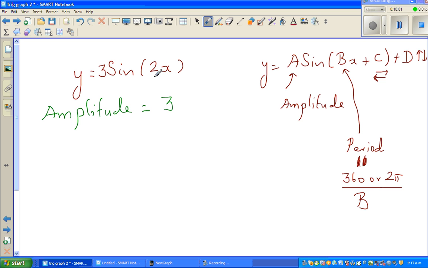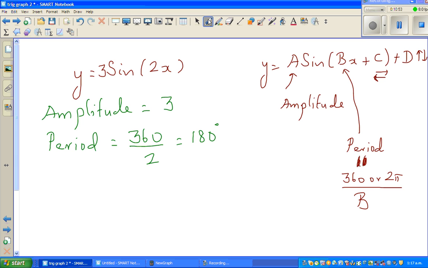This number will tell me the period. You don't need to remember the formula. See, this 2 tells me that the sine graph has got 2 cycles within 360. This 2 tells me that the sine graph will repeat itself twice within 360 degrees. That's what the 2 tells me. And if you want to write the period, this is the formula. Period, we are talking degrees, that is 360 divided by this number, that is 2. That's 180. So does it make sense? In 180 degrees, this sine graph has a cycle of 180. So in 360 degrees, it will repeat itself twice.